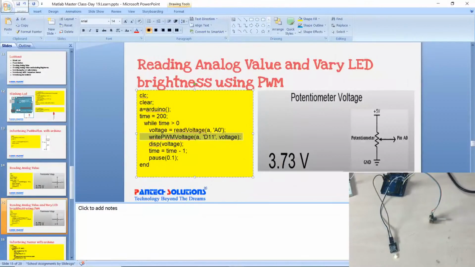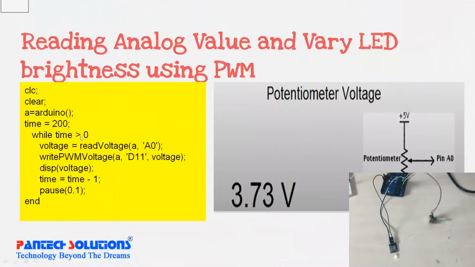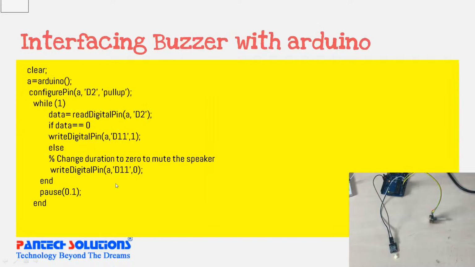So I will explain the code one more time. If you check here, we have declared the Arduino and I have made a simple while loop. Here I have read the voltage of A0, where A is the Arduino object and A0 is the analog pin, and written the PWM voltage to D11. Then display the voltage, and time equals time minus 1.